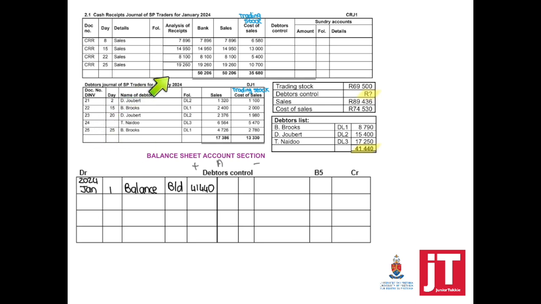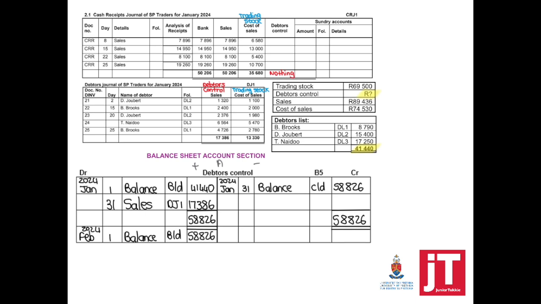Posting from the debtors journal, it means that sales, if you see the word sales, it means that debtors control is involved. Goods were sold on credit, which means that the debtors owe us money. On the debit side, sales, debtors journal, and the total. At the end of the month, we can balance this, take the debit side minus the credit side, and that is my balance on the 1st of February.